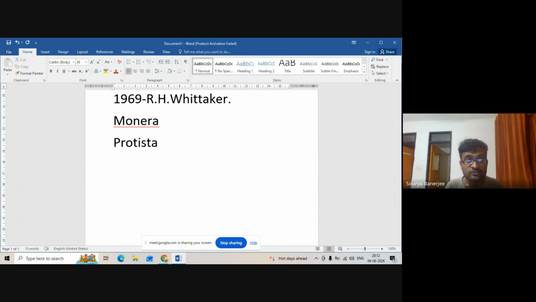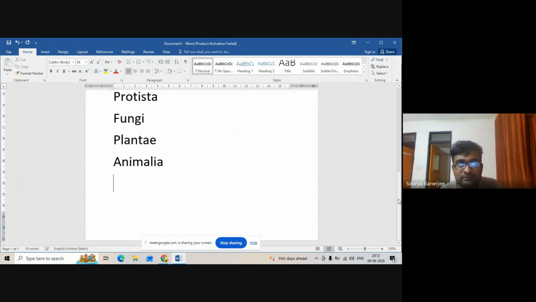You will see each of them separately. Monera, Protista, Fungi, Plantae and Animalia. So you now know Aristotle. What are the bases of classification in case of Aristotle? Based on morphology, I told. Now, what are the bases in case of five kingdom classification?